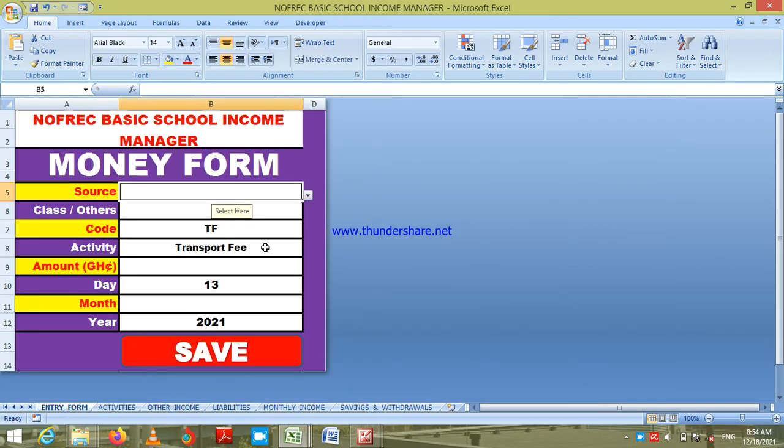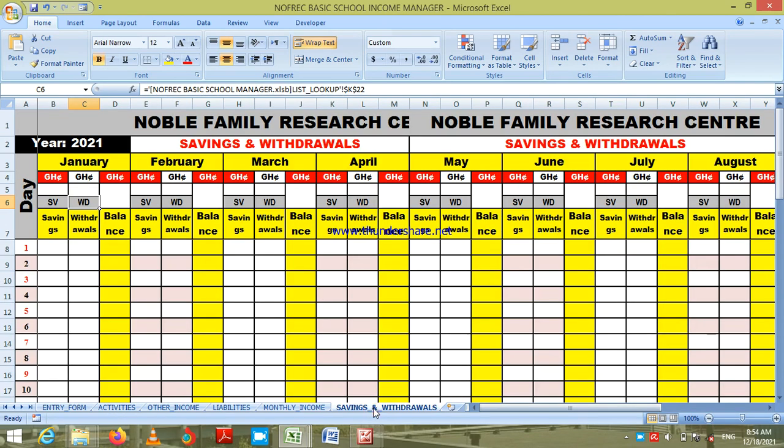So we go back to our entry form. Actually, looking at the scope of this particular workbook, it is very broad, and for that matter, it takes some time to save. We didn't also consider the savings and loans. We have savings and withdrawal.